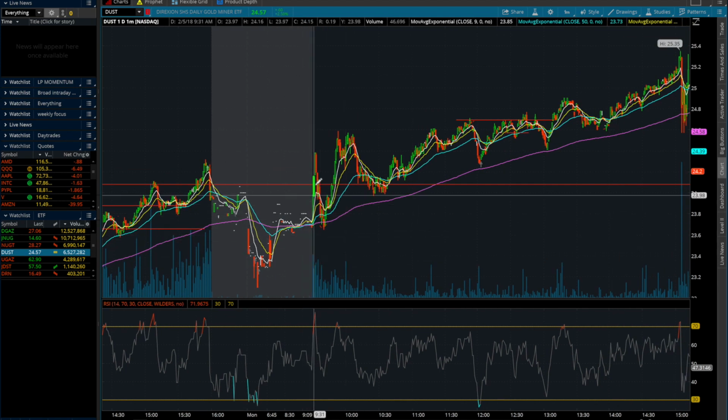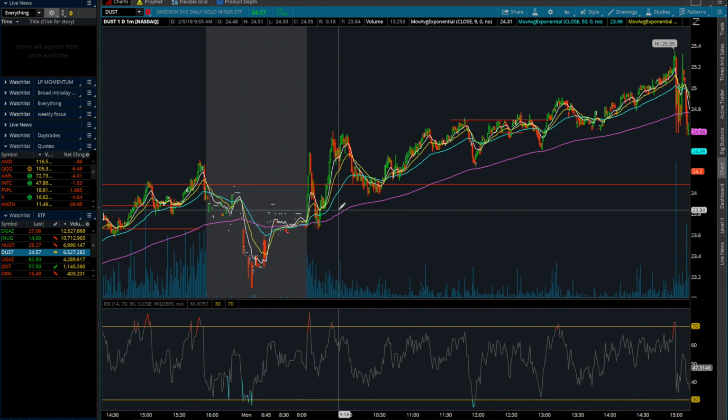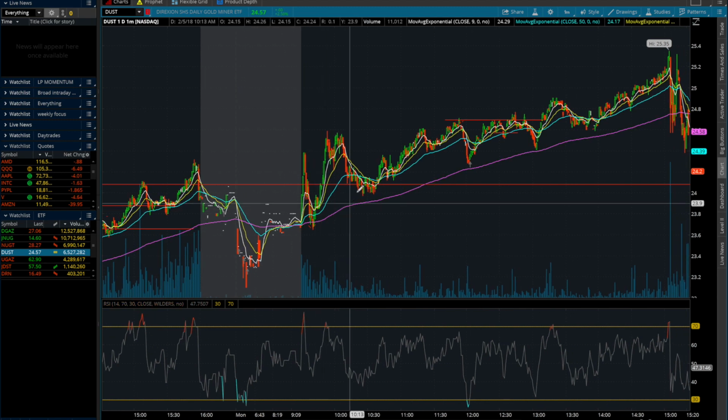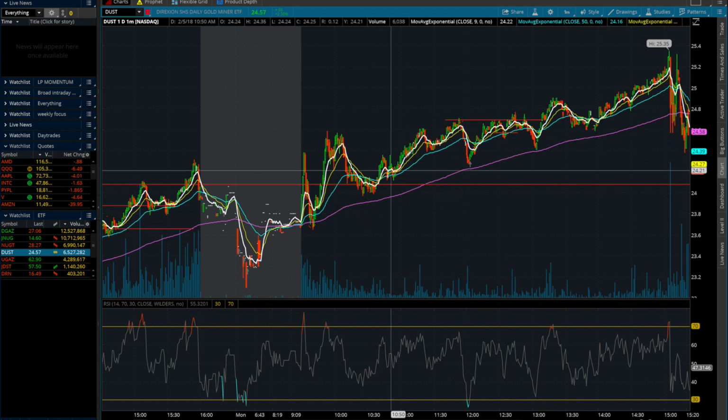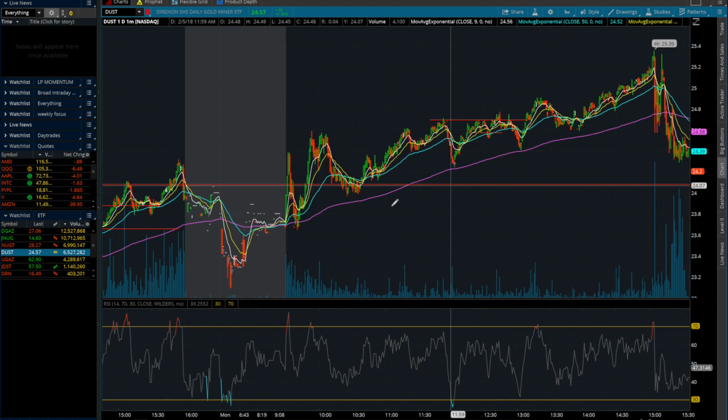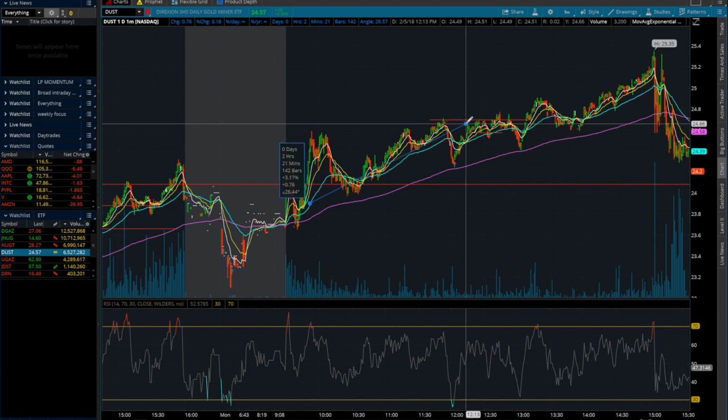So we paid attention early in the market. We bought it at a low point. We got in at a good price. I think it was 23.90 that we got in, and we just held throughout the day. With our stop loss, managed risk, it just rose. It rode the EMAs throughout the whole day, and then we ended up selling here for around a 3% gain.